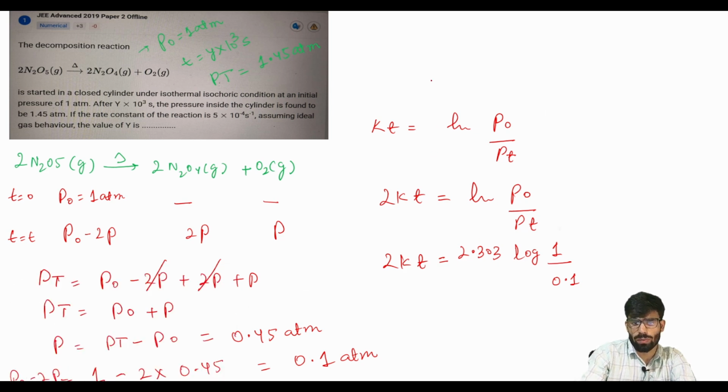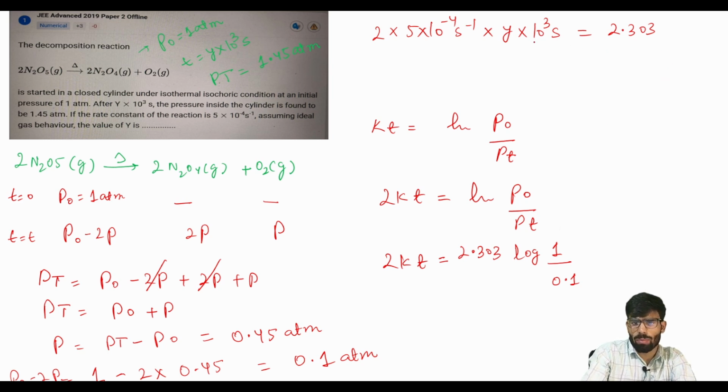So upon solving this, I can write 2 times K, which is given here, 5 into 10 power minus 4 second inverse, into t, which is also given, that is y into 10 power 3 seconds, equal to 2.303. It was 0.1, so in the numerator it becomes 10, log 10 is 1, so we will get 2.303.